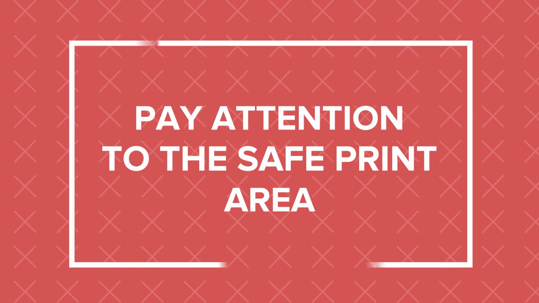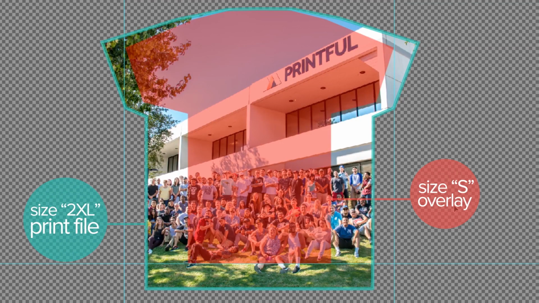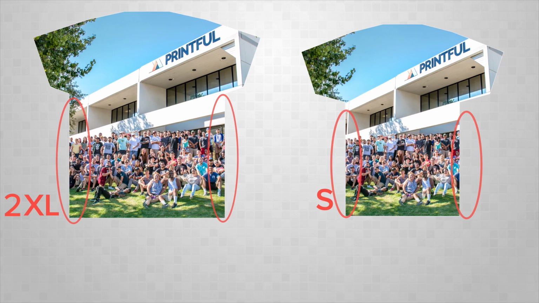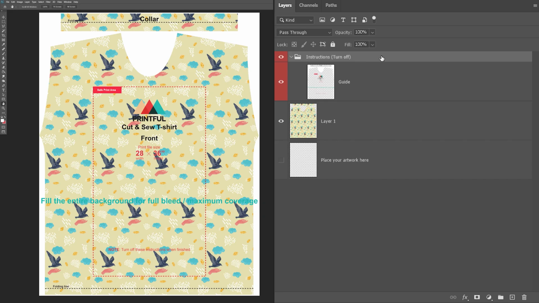Pay attention to the safe print area. All our product files are scalable, which means that depending on the size, the design will be proportionately scaled down. So keep all the important graphics or text within the safe print area to avoid missing design elements on the finished product. This will also prevent important design elements from being sewn into the seams.